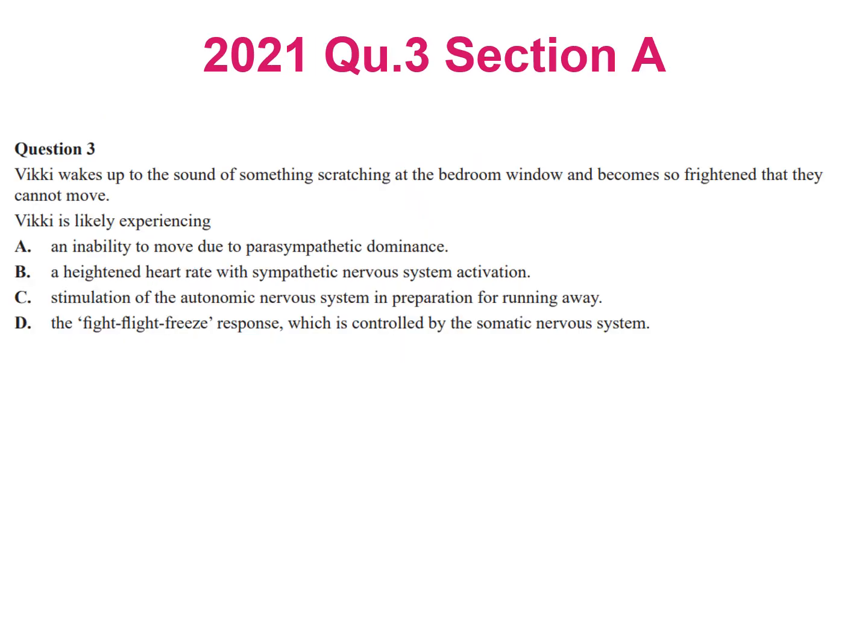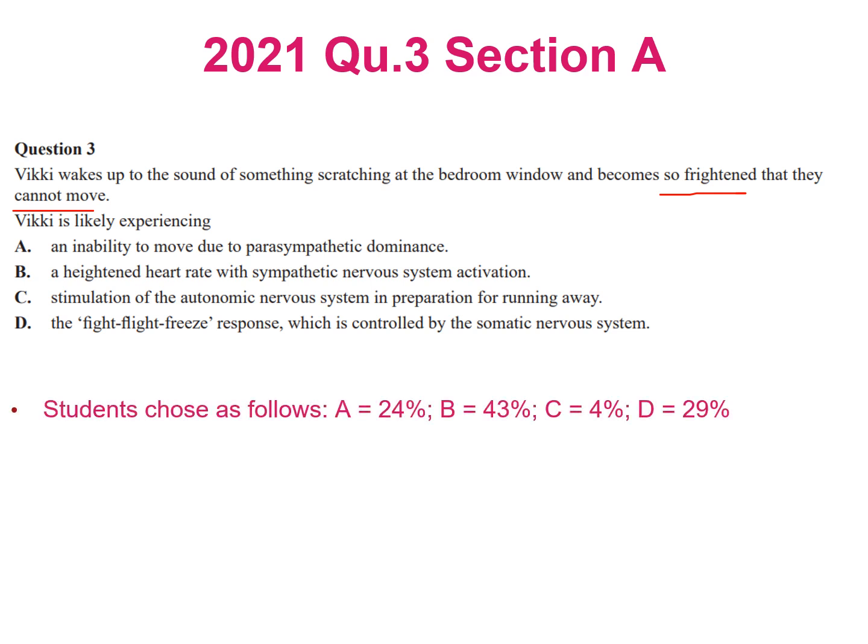Here's another nervous system question. So we've got Vicky, she's woken up to something scratching at the bedroom and becomes so frightened that she cannot move. Vicky is experiencing which of the following? So again, freeze if you want to process these questions. Let's go through it. So check out the stats here. The state was really split on this between A, B and D. Let's unpack the answer, which is A.